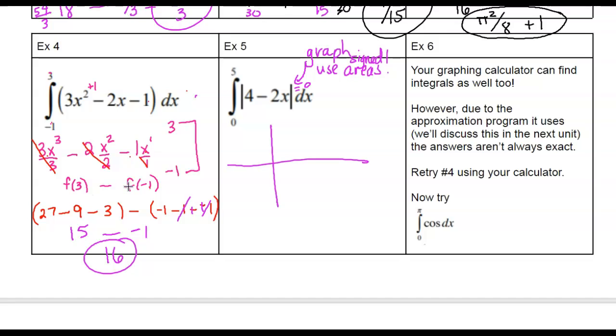if you want to find where the vertex is, you can set that equal to 0. So add 2x, divide by 2. So at 2, 5, I'm going to have a vertex. And then we just make a table of values. If I plug in 0, I get 4. Plug in 1, I get 2. So I know that's a line. Plug in 5, so 4 minus 10 is negative 6, but it's positive, so that's at 6.